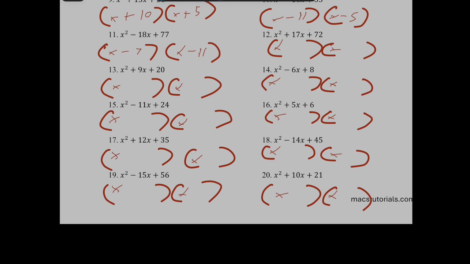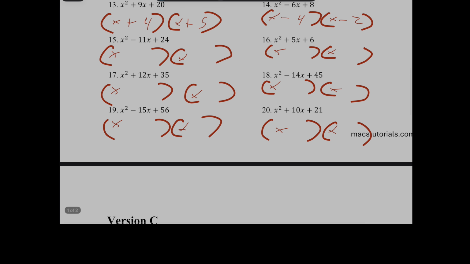All right, going on to number 12. Third term is positive. Signs are the same. Take the sign of the middle. So we're going to go plus plus. Multiplies to 72, adds to 17. That would be 9 and 8. Going on to 13, third term positive. Signs are the same. Take the sign of the middle. What multiplies to 20 and adds to 9, that would be 4 and 5. Going on to number 14, third term is positive. Signs are the same. Take the sign of the middle, which is minus minus. What multiplies to 8 and adds to 6? 4 and 2.